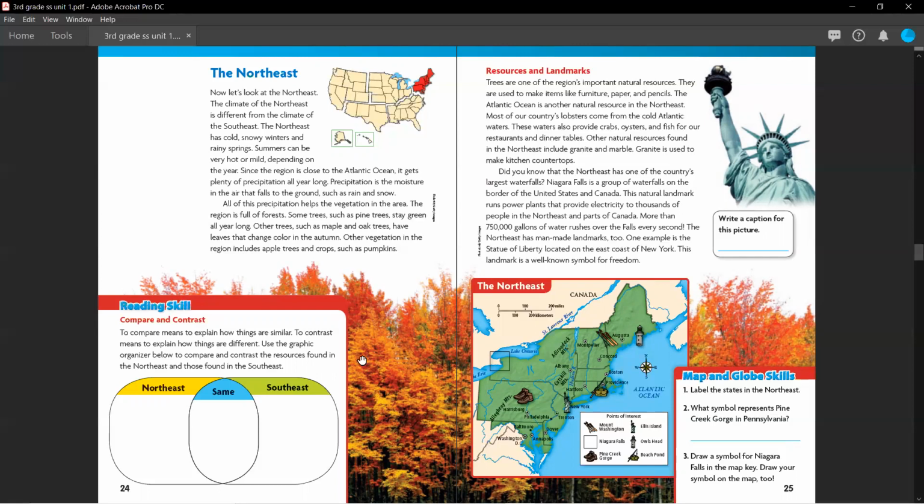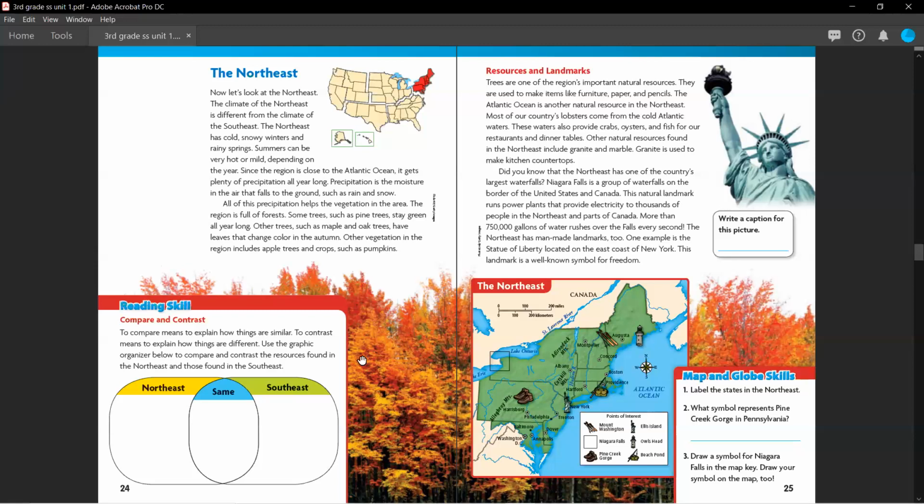Trees are one of the region's most important natural resources. They're used to make items like furniture, paper, and pencils. The Atlantic Ocean is another natural resource in the Northeast. Most of our country's lobsters come from the cold Atlantic waters. The waters also provide crabs, oysters, and fish for our restaurants and dinner tables. Other natural resources found in the Northeast include granite and marble. Granite is used to make kitchen countertops.